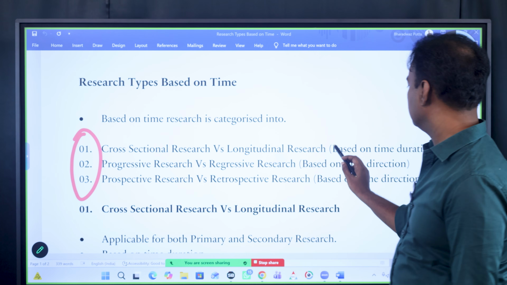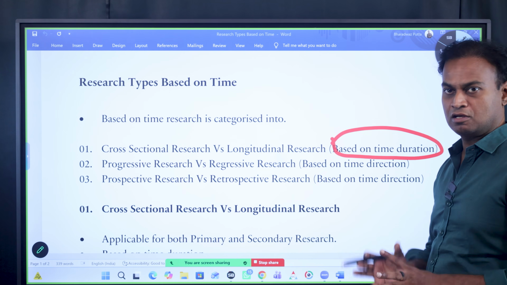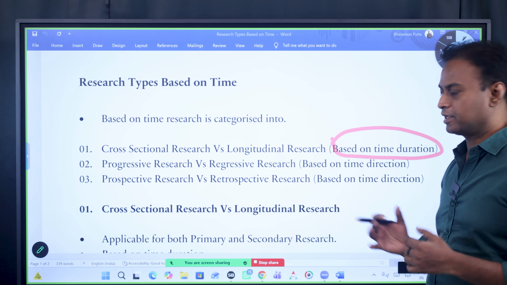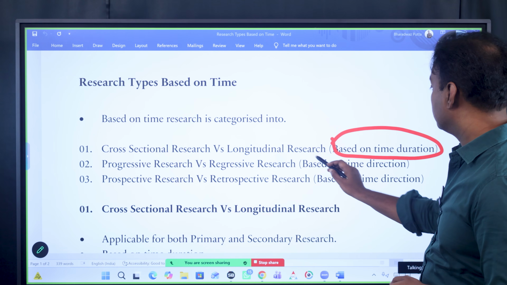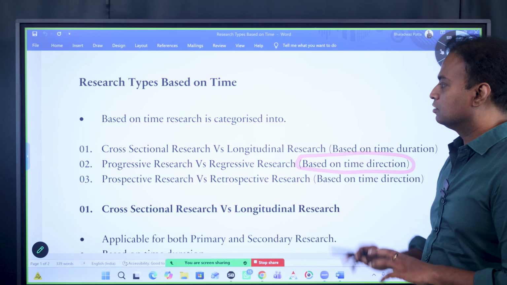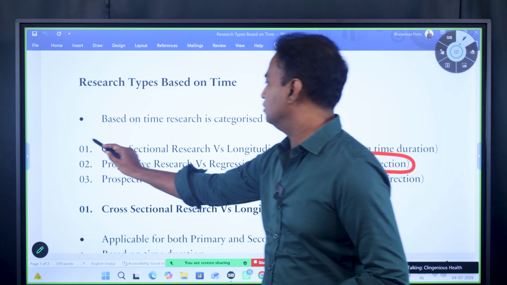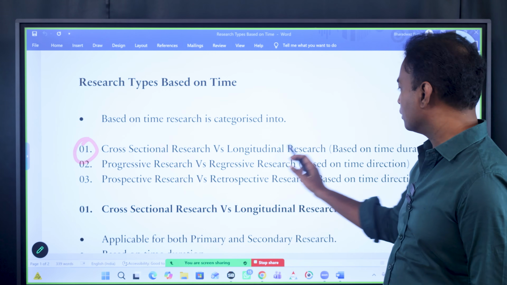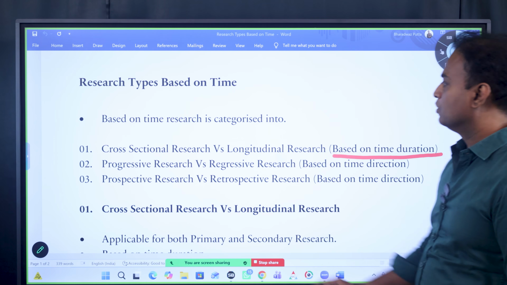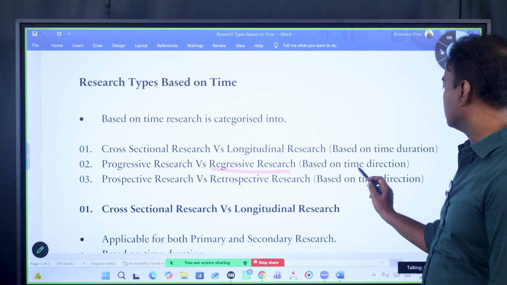In that, the first variety is based on the duration of time. How much time did the research last? Based on the duration of time, there is one type of categorization. Based on the time direction, is it moving forward or is it moving backward? Based on that, there are two types of research. Here, one is cross sectional research versus longitudinal research. This is based on the time duration. Progressive research versus regressive research is based on the time direction.